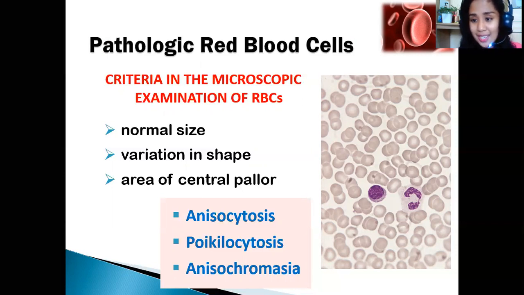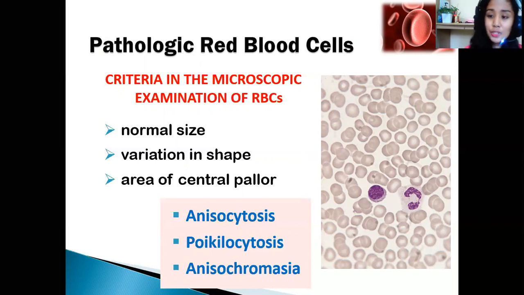I just heard earlier, it's aniso, or anisocytosis. Anisocytosis. Poikilocytosis means shape. Anisochromasia means variation in color. Anisocytosis means there is variation in size. So, in size, we have macrocytes, microcytes, and normocytes, normal in size.